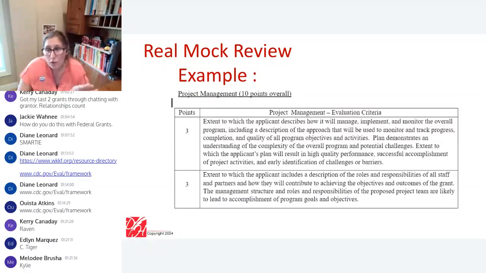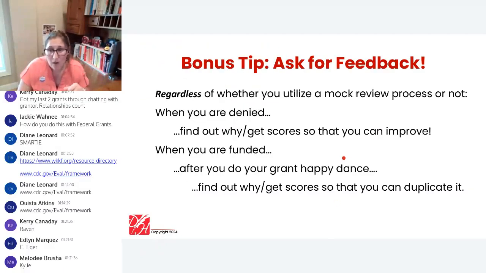Now, whether you choose to or have the ability to do mock review or not, there is something that you should do. Grant reviewers, whether paid, pro bono, board member, they're opinionated about what they have read. And their opinion and their perspective is leading to you getting funding, or maybe not. You should ask for a copy of the feedback from the reviewers. If you get denied, be sad about it for a minute or two, or maybe a little more, but then ask the reviewer for the feedback so that you can try and improve the next time.